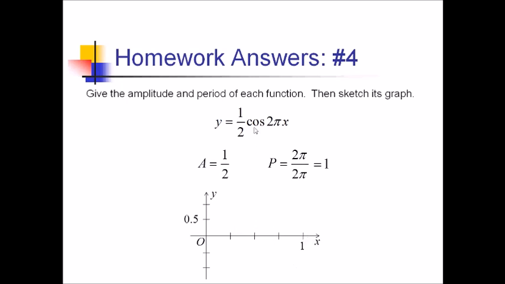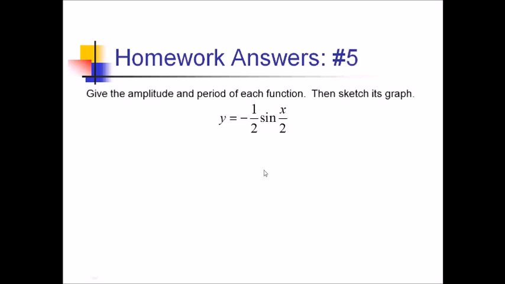This is cosine. That means we're starting at the top of the wave. Since our amplitude is 1/2, the top is right here. And then we're going to go down the amplitude to the midline, and down another half, up half, and up another half. And we've got our little cosine curve.